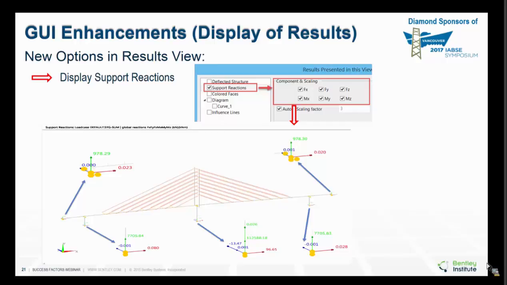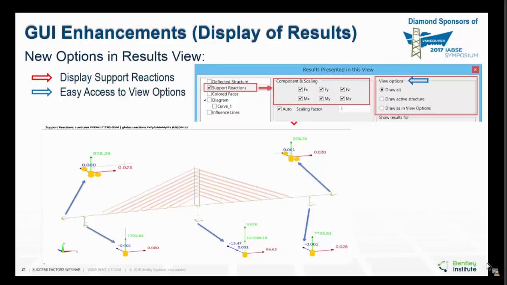You can see the value of the moment and forces. Another enhancement that we have here, we add a view option, which previously needed another click, but we have a shortcut here now. When you see the results, you can see the results for all the bridge, or if you are in the stage, you can simply select the draw active structure, and you can see the result on the active structure.